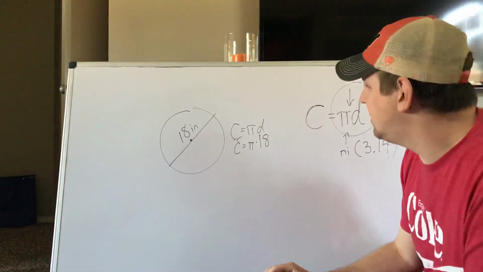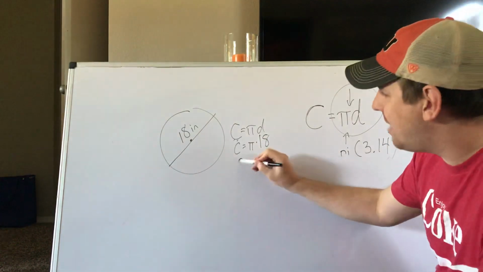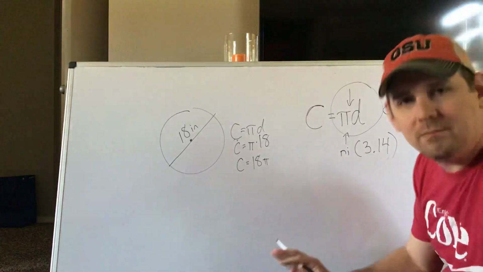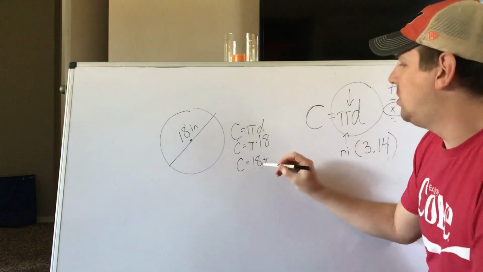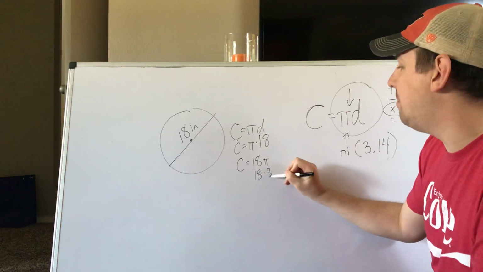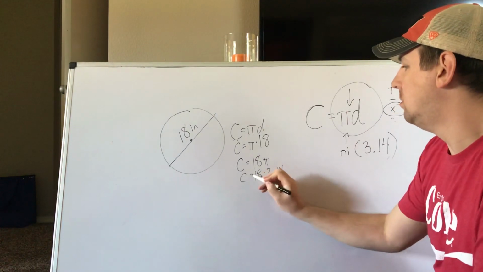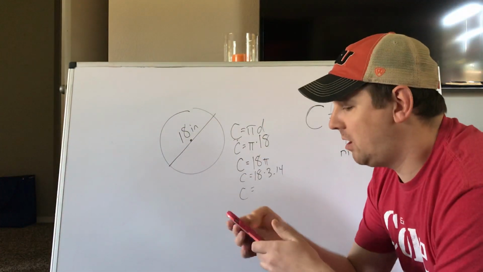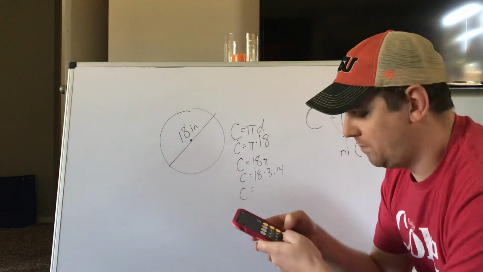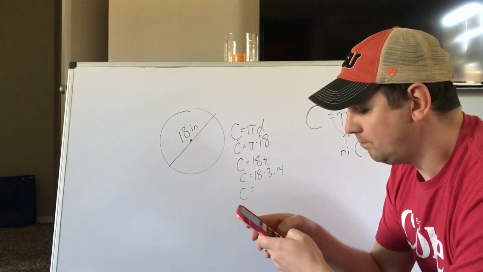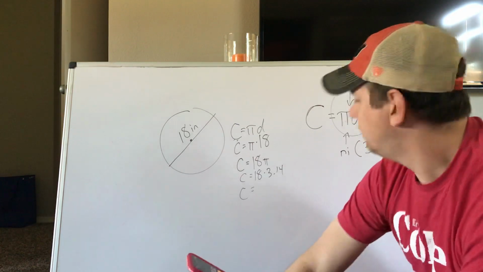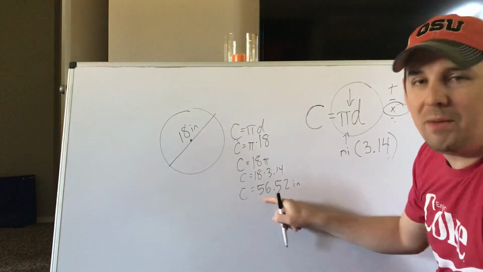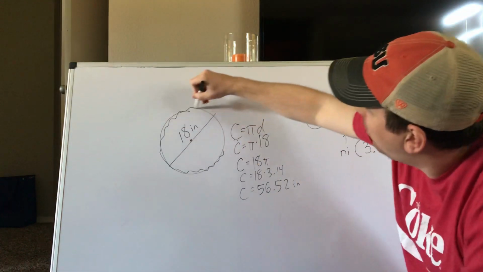Now, Mustangs, this is new to you and this is new to everybody. Sometimes you're going to just leave the answer like this, 18 times pi. And that's your answer, 18 pi. Sometimes you're going to actually times 18 by 3.14, and you just bust out your calculator or your phone calculator. 18 times 3.14 equals 56.52 inches. That's how many inches will go around this circle.